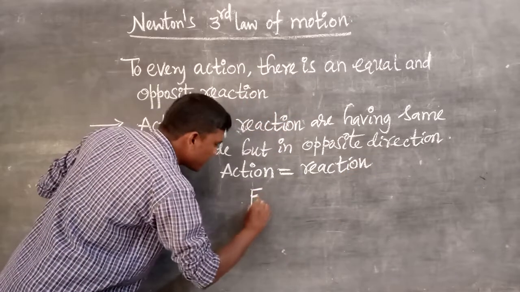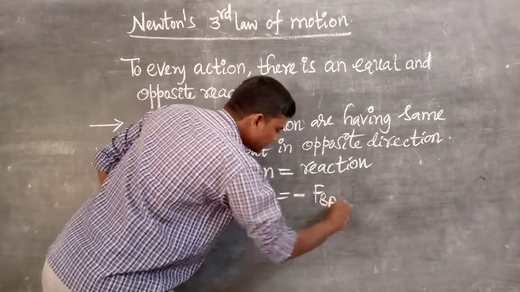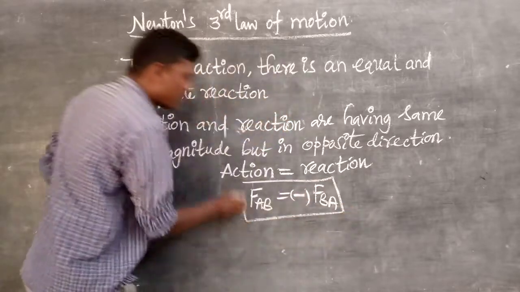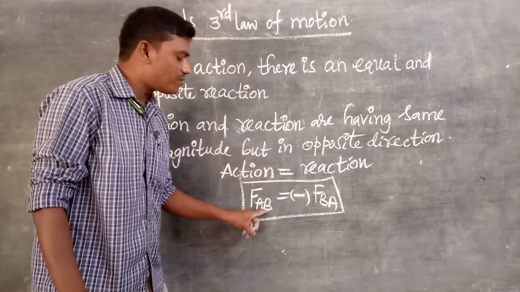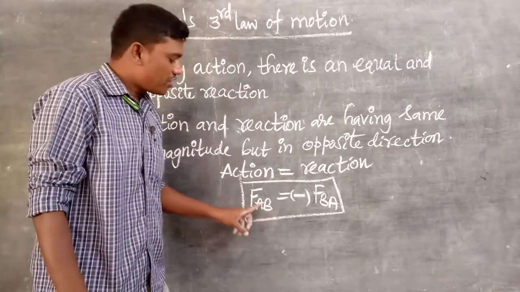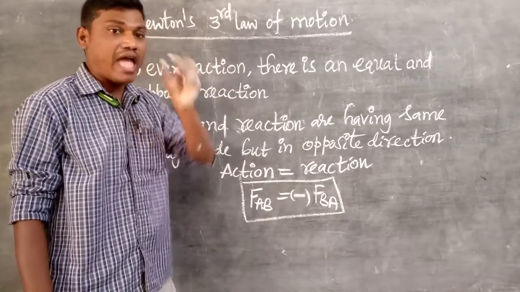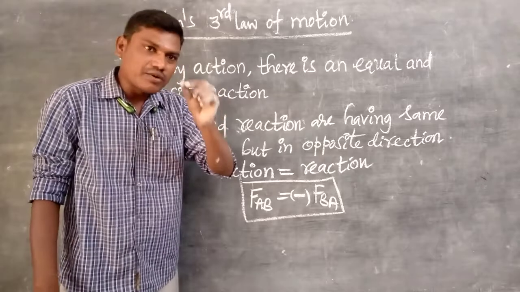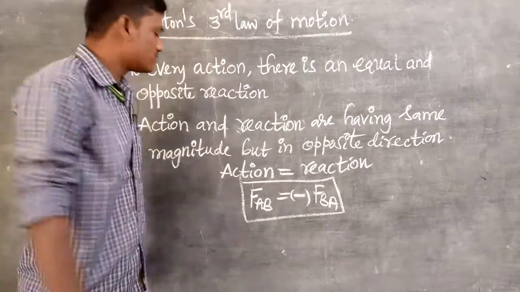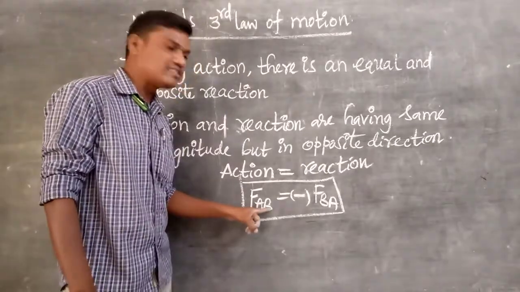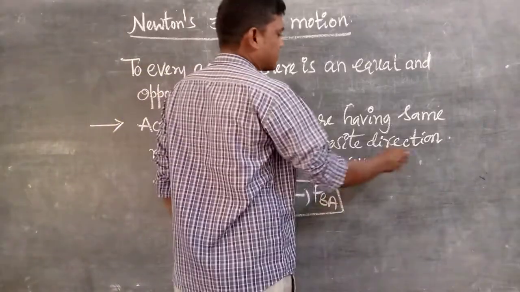So simply we can write F of AB, or F of 1, is equal to minus F of BA. Here the minus sign represents the opposite direction, meaning the force exerted by body A on body B is the action. According to Newton's third law of motion, action and reaction are both not acting on a single body. These two are acting on different bodies. So A is one body, B is another body.